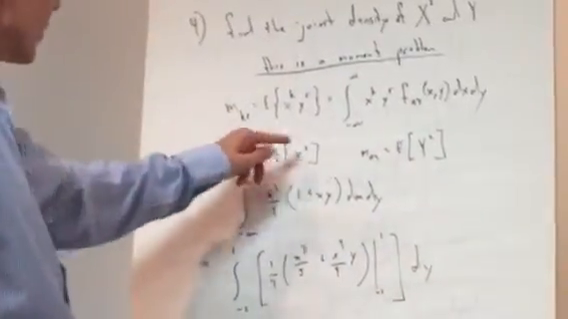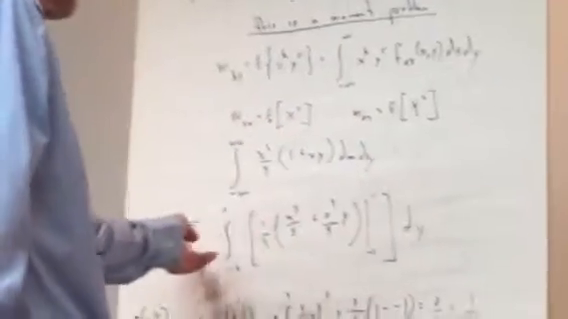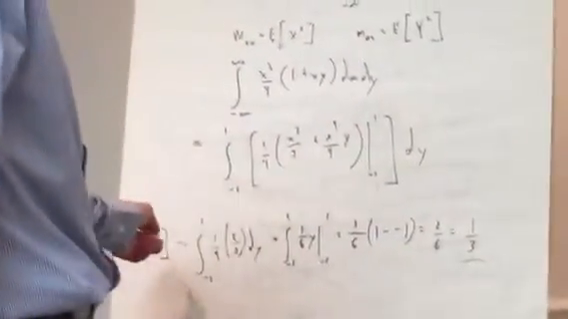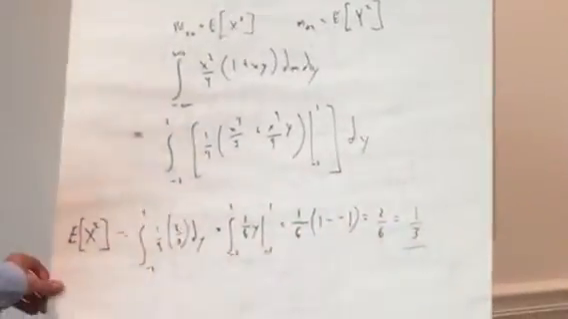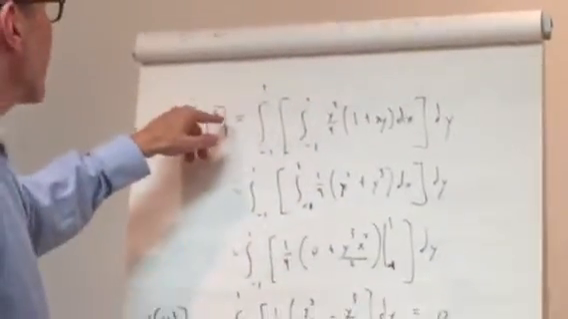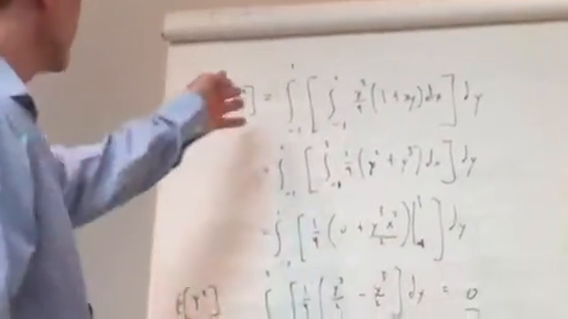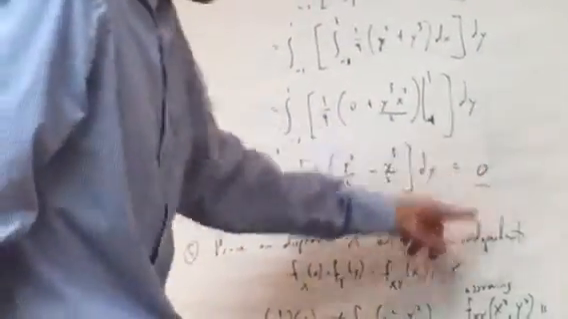Now, if we evaluate the second moment of x, we end up with this integration formula. Going through it, we end up with the expected value of x squared being 1/3. Then we do the same for the second moment of y, and we end up with the expected value of the second moment of y being 0.